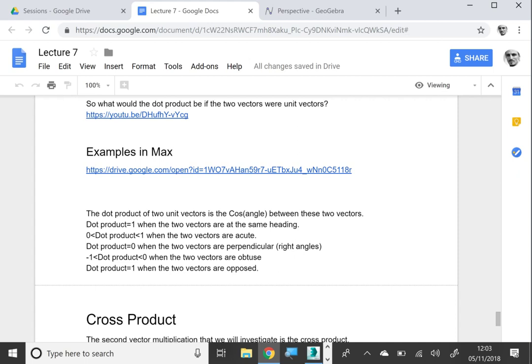Okay, so what you take from this is, again, the dot product of 2 unit vectors is the cosine of the angle between those vectors. Dot product of 1 when the vectors are the same heading, between 0 and 1 when the two vectors are acute, 0 when the two vectors are perpendicular, between -1 and 0 when the two vectors are obtuse, and -1 when the two vectors are opposed. I said 1 there, but that should be -1.